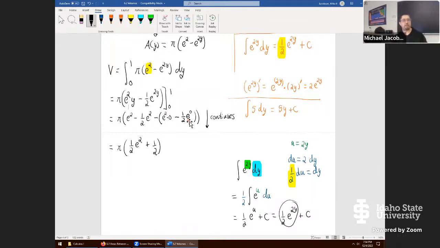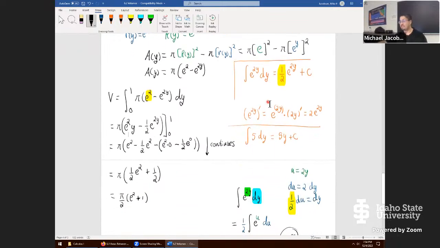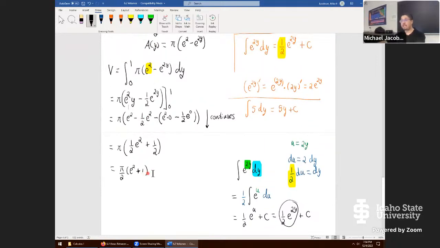And, you know, I don't know if we'd want to take it any further. This looks like a pretty decent answer just as it is. If you wanted to make it look slightly cleaner, you could factor out 1/2. Call it pi over 2 times e squared plus 1. So that's our total volume of this region when it's rotated and generates a solid. Does that look right to folks on that end? Okay.